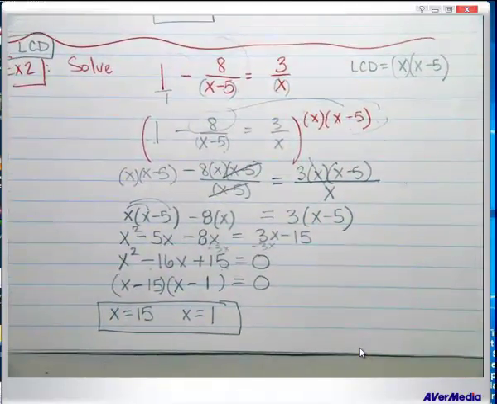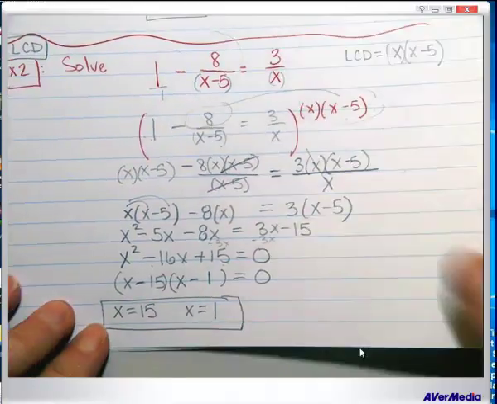So in this case, both of those are solutions to this equation. Okay. All right, let's look at another one.